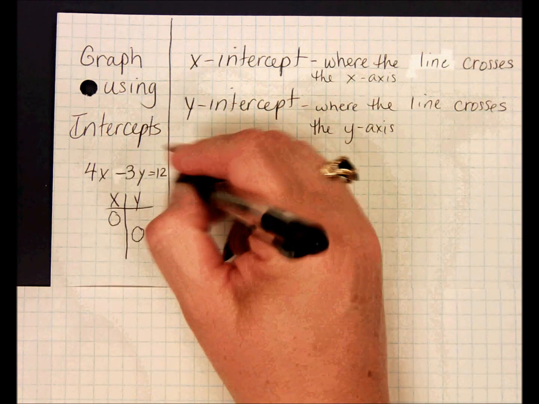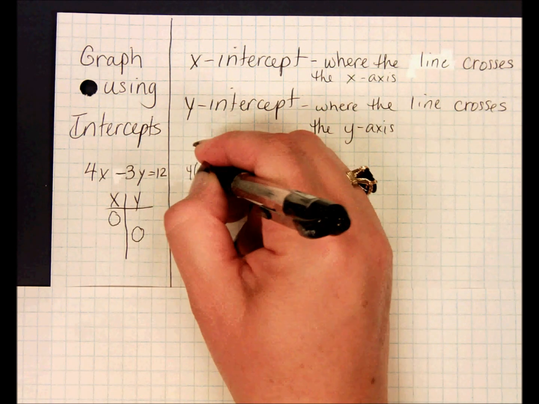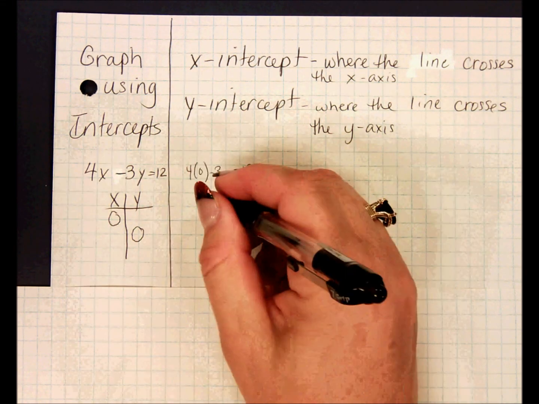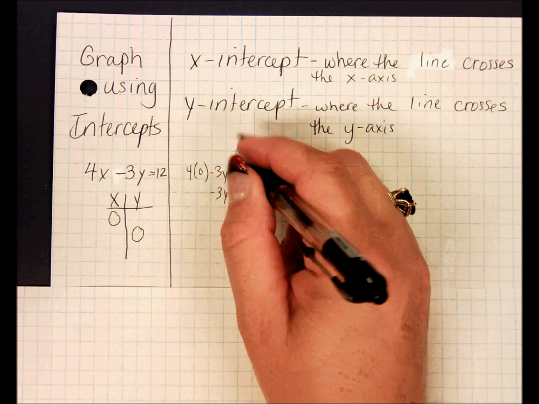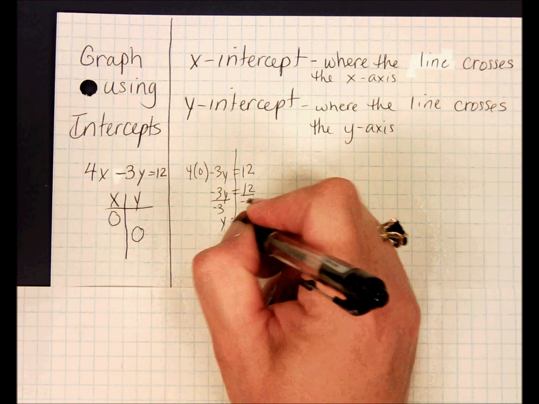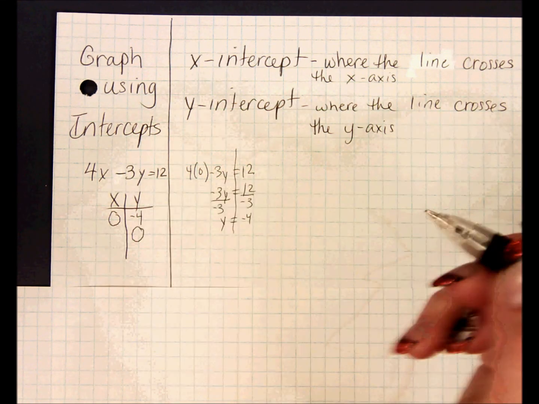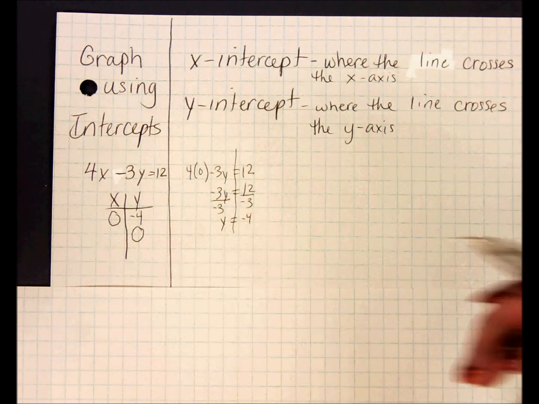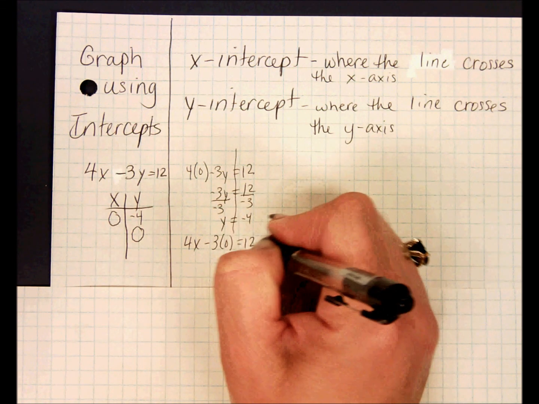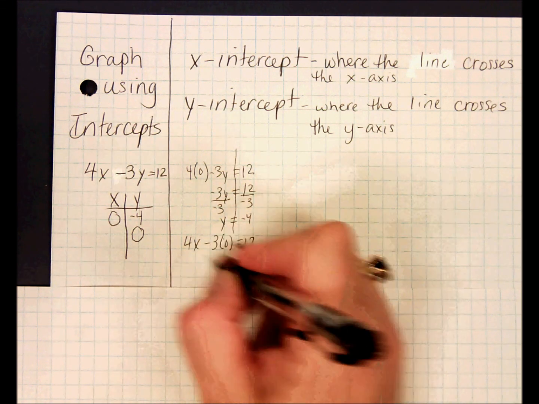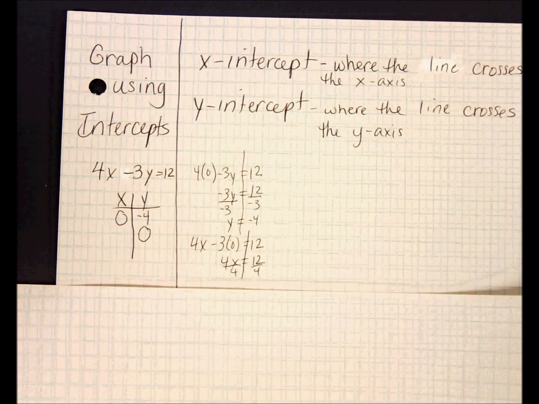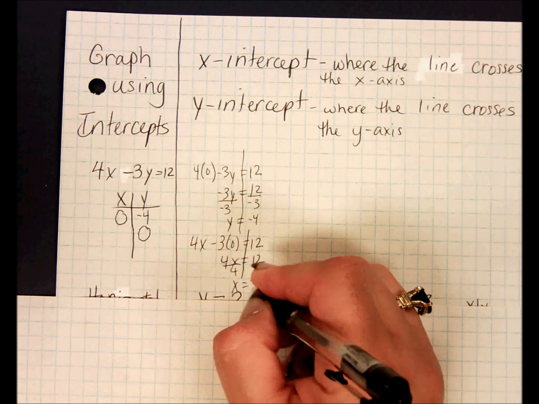So x is 0. I'm going to come up here in the equation where the x is and plug in 0. 4 times 0 is 0, so I get minus 3y. Again, solving an equation, multiplication, I divide, y equals negative 4. So now, what happens if y is 0? So we go, okay, 4x minus 3 times 0. 3 times 0 is 0, so I get 4x equals 12. Divide by 4. By the way, x equals 3.